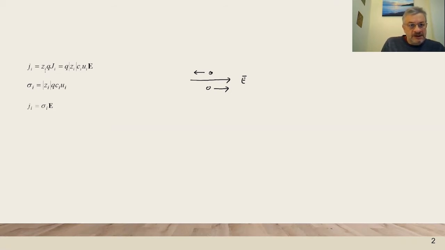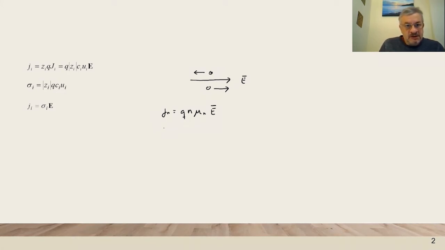Then the current is the electrical charge times the flux, and is the product of the electrical charge, the concentration, the mobility, and the electrical field. So the current for an electron will be the charge, the density of electrons, the mobility of electrons, and the value of the electrical field. This will be the current.